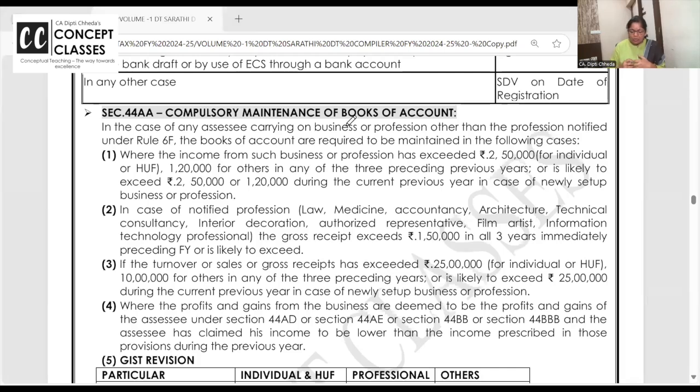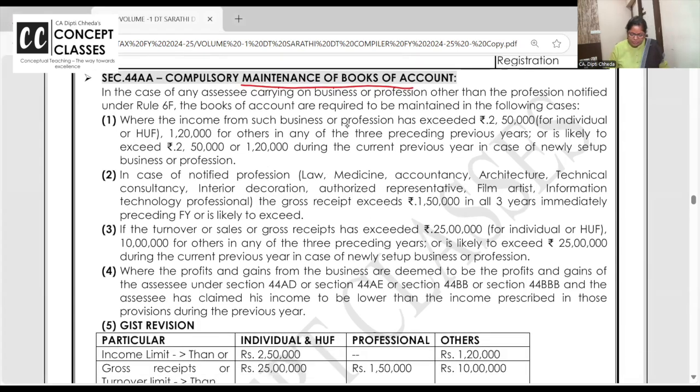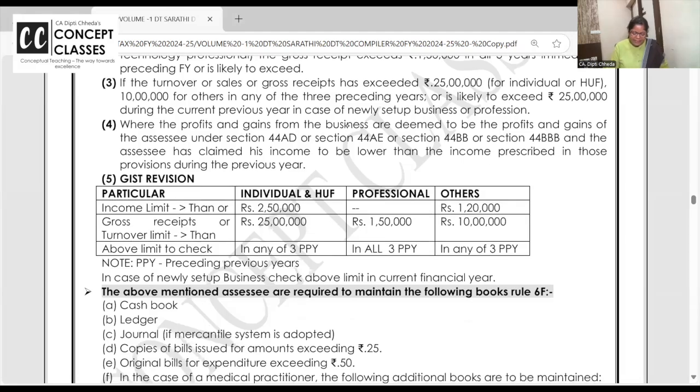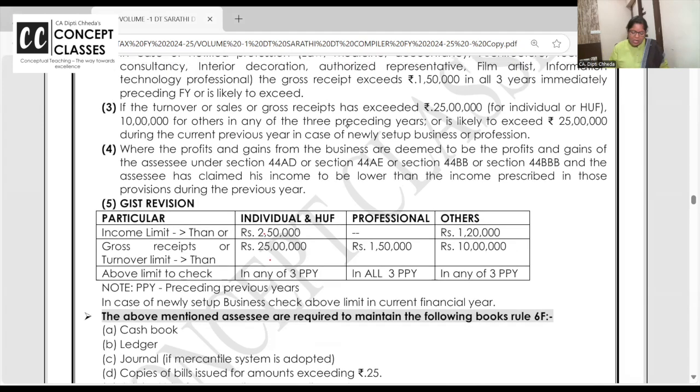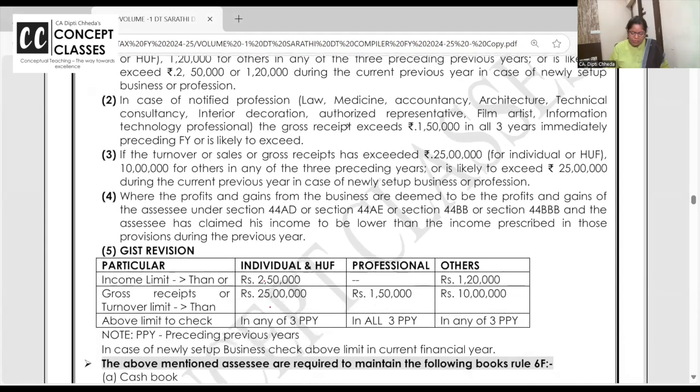Compulsory maintenance of the accounts. Okay, now what is this? Compulsory maintenance of the accounts. Section 44A says if your income exceeds this limit or your gross receipts exceed this, you have to maintain the books of accounts as per 44AA.